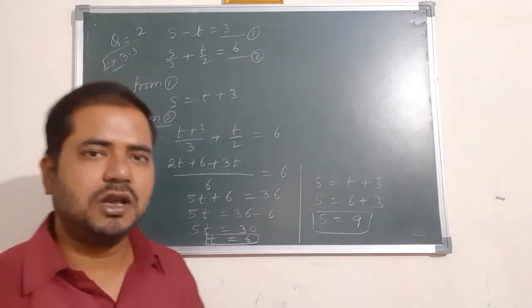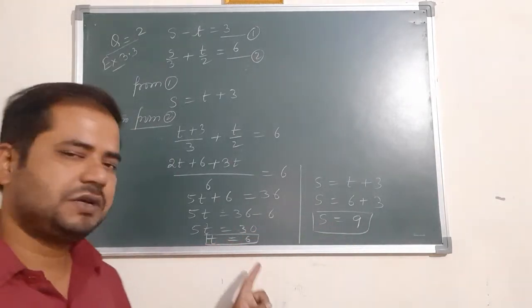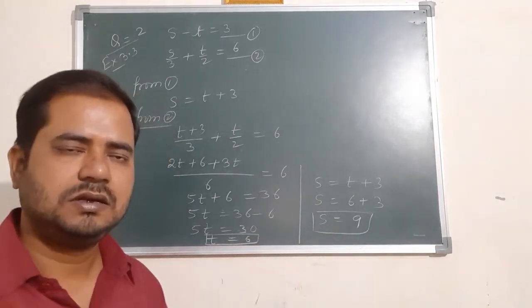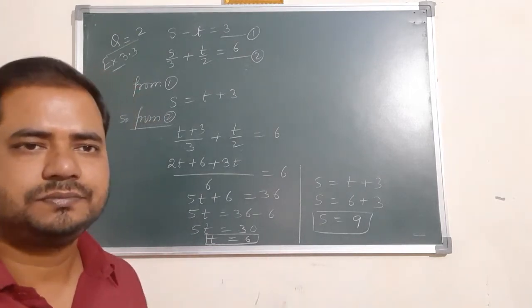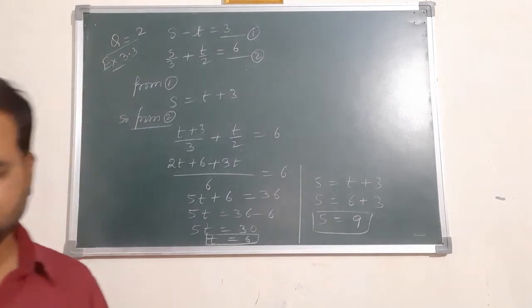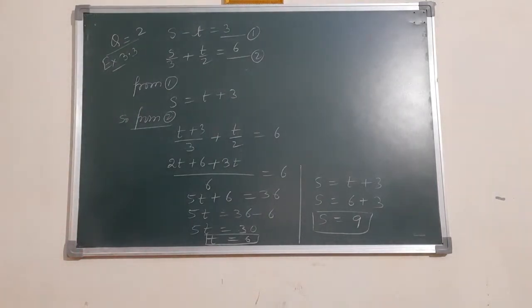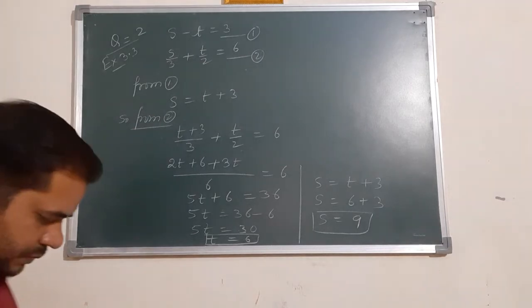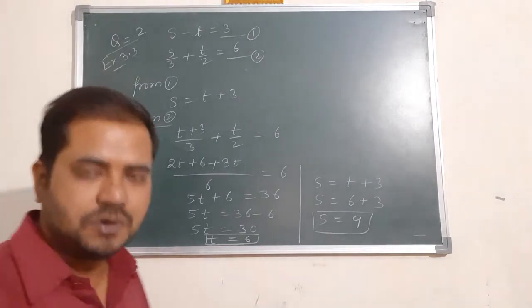So what will be the values of s and t? s is equal to 9 and t is equal to 6. You may understand this one also. So please note it down. Okay, I hope you completed.